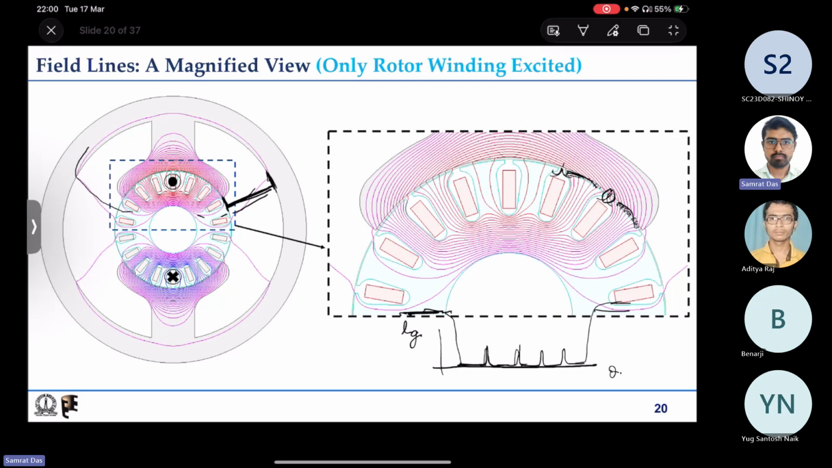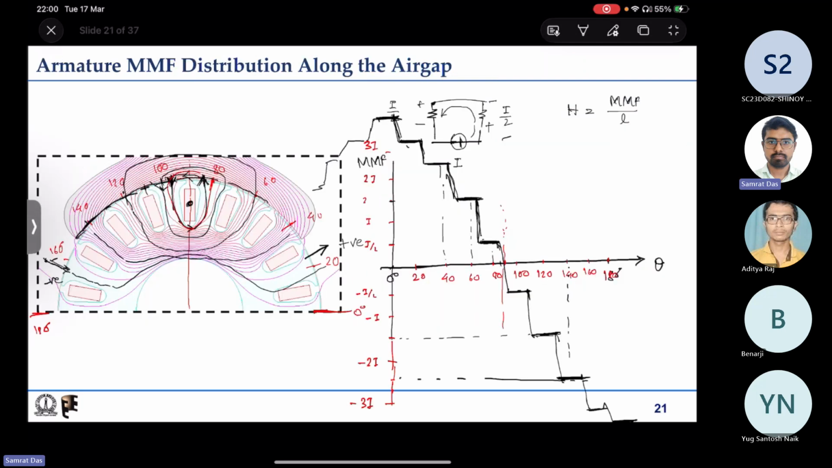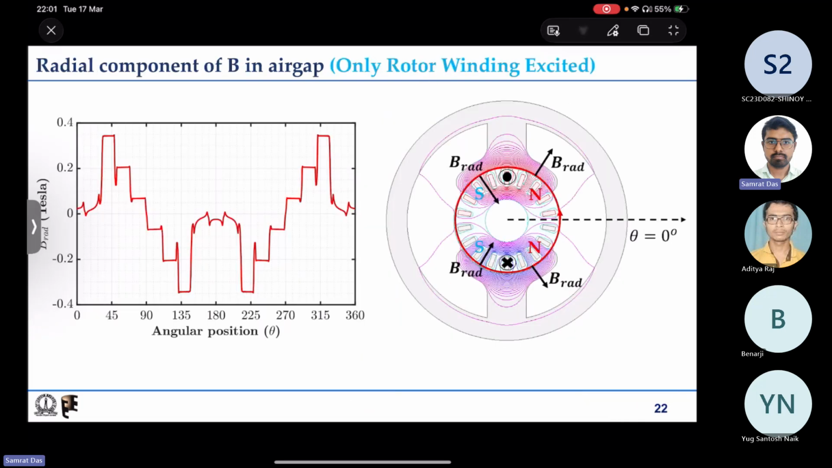Now you have some idea of how LG varies with theta, and if you divide this MMF by that LG distribution, whatever I indicated, you will get this distribution. So let us try to make sense out of it now.